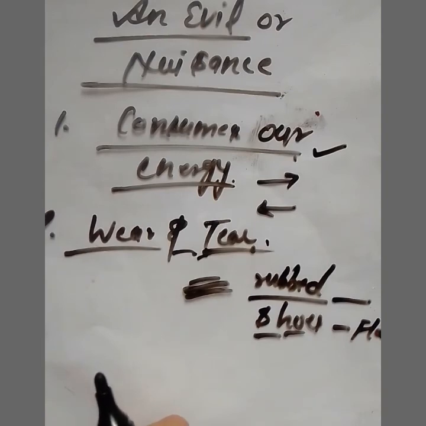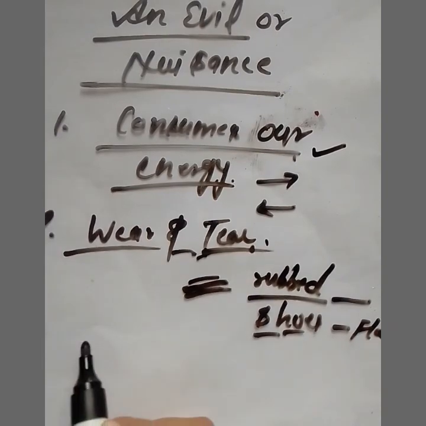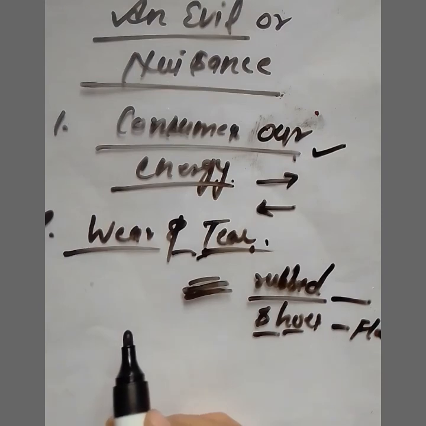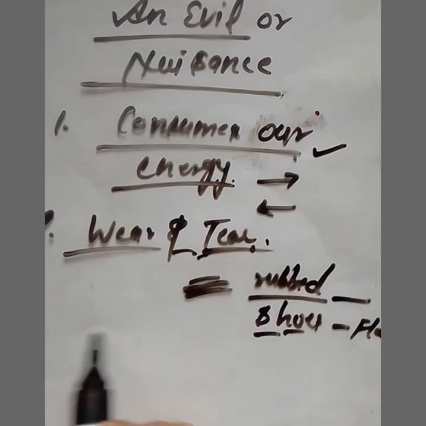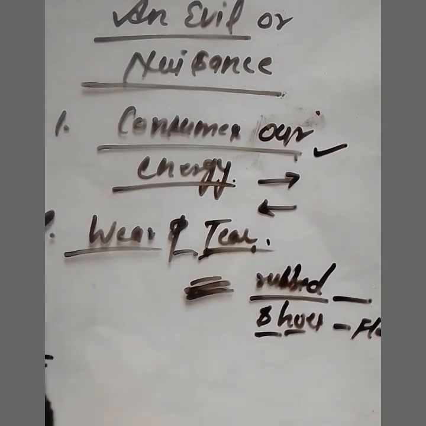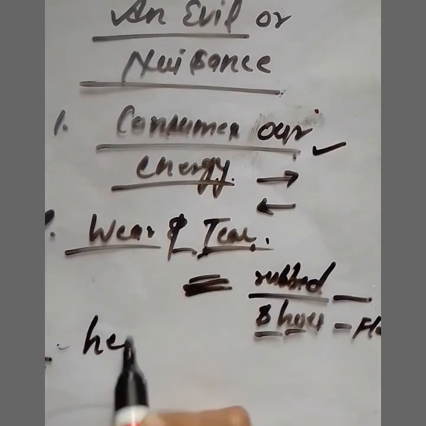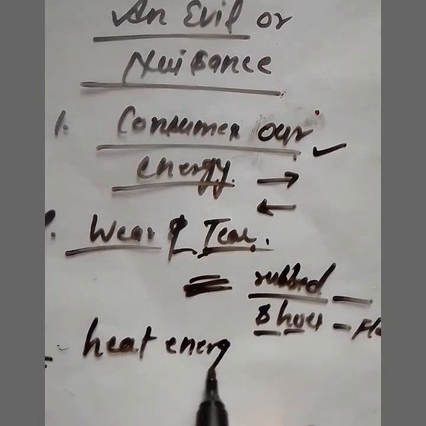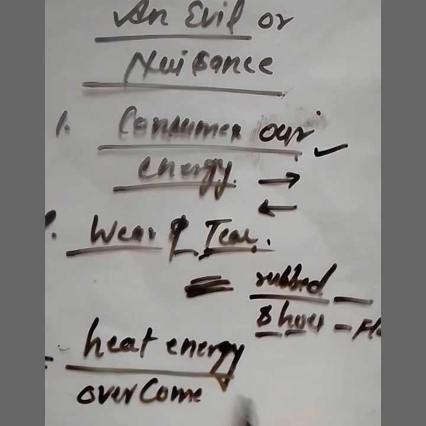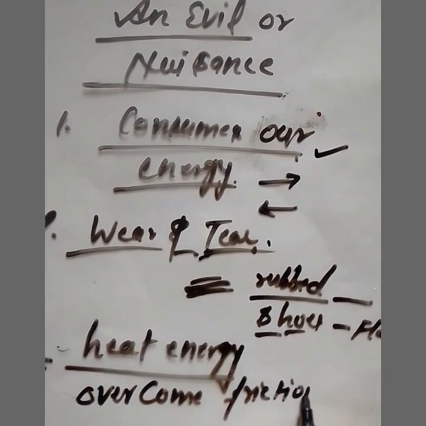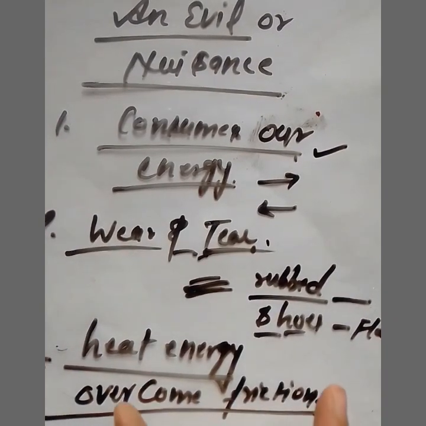Most of the energy that is supplied to a machine also gets wasted in the form of heat energy. In machines, most of the energy is lost as heat, only to overcome friction. So all these are the disadvantages of friction.